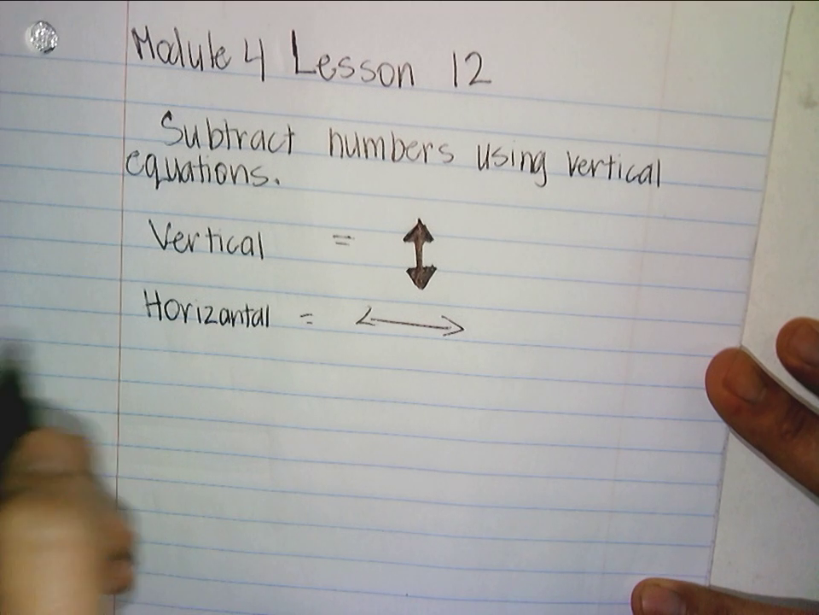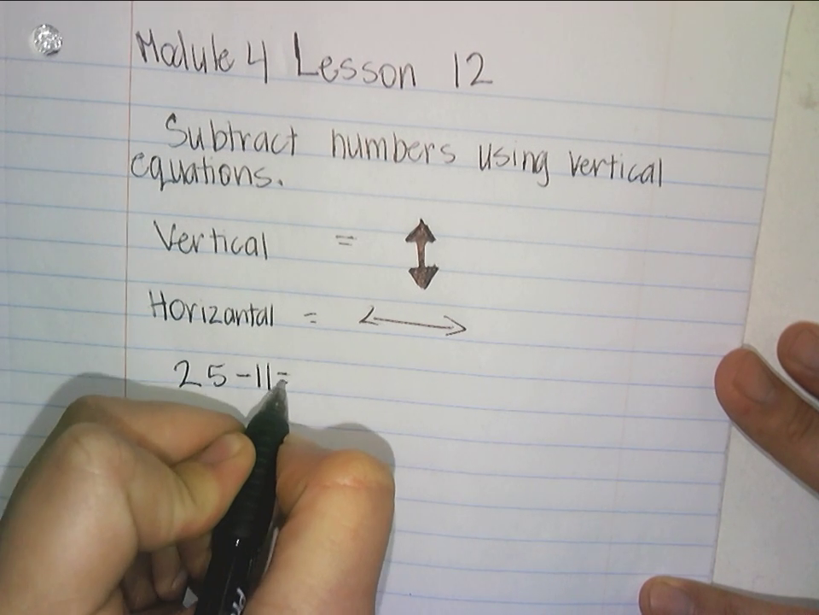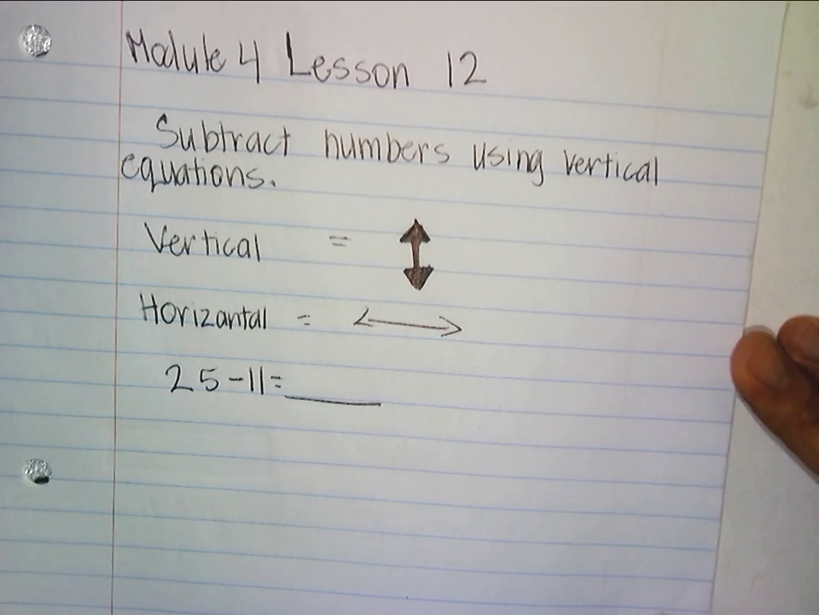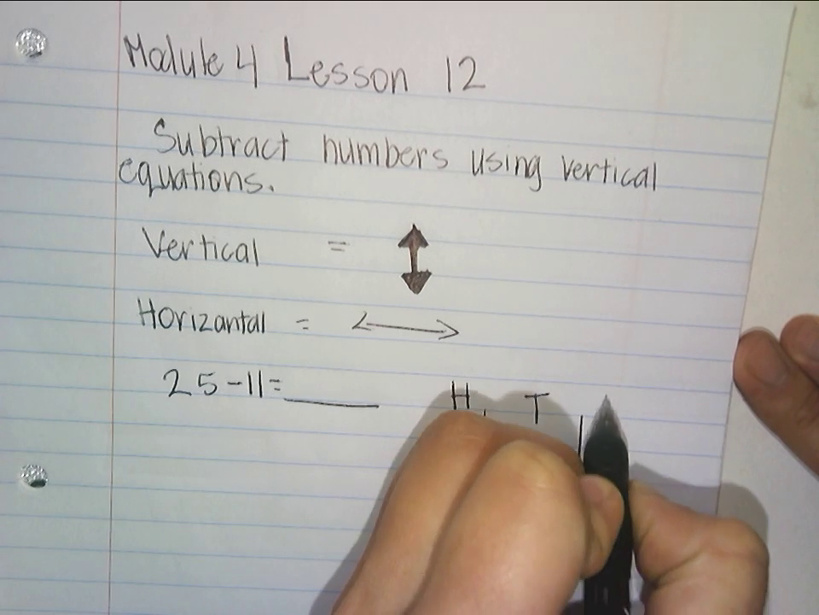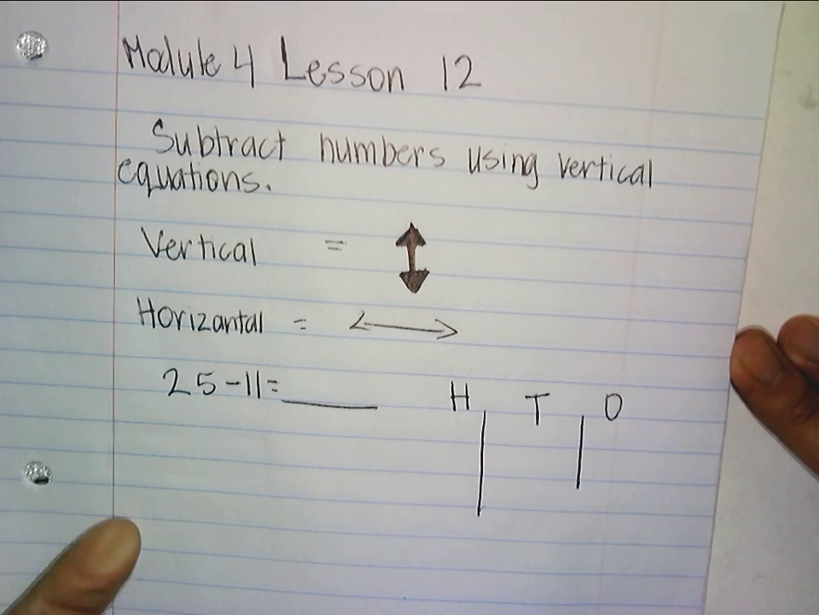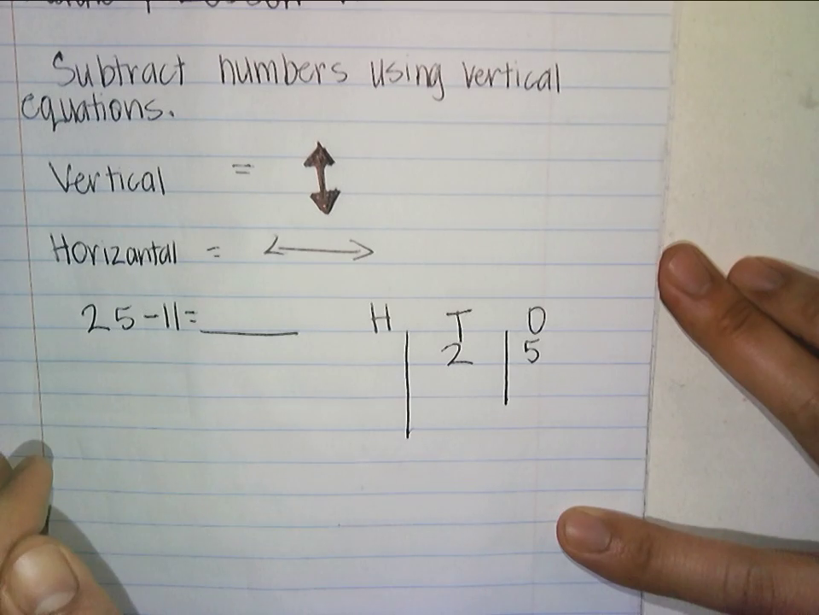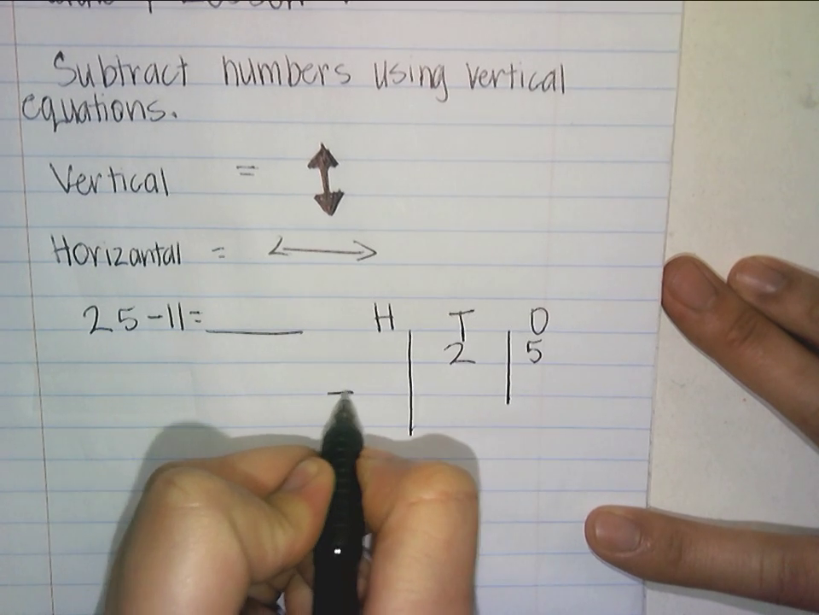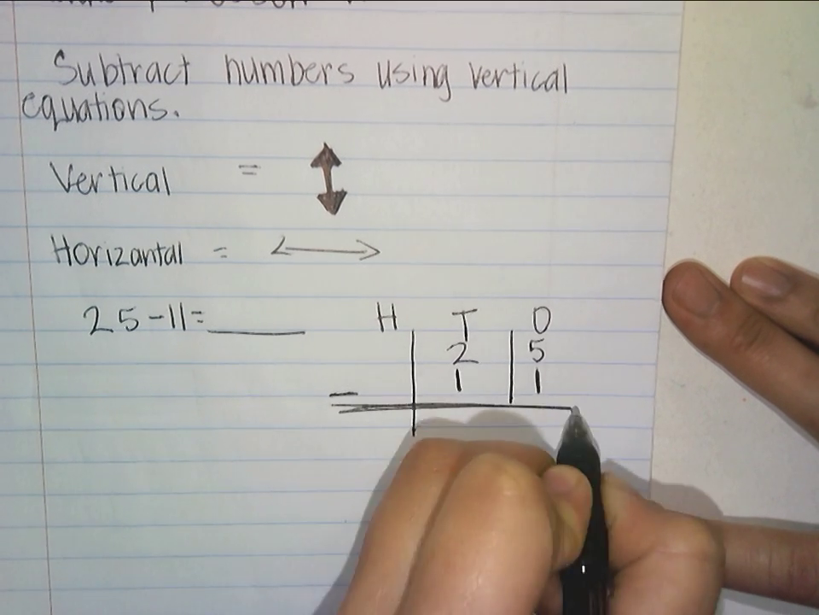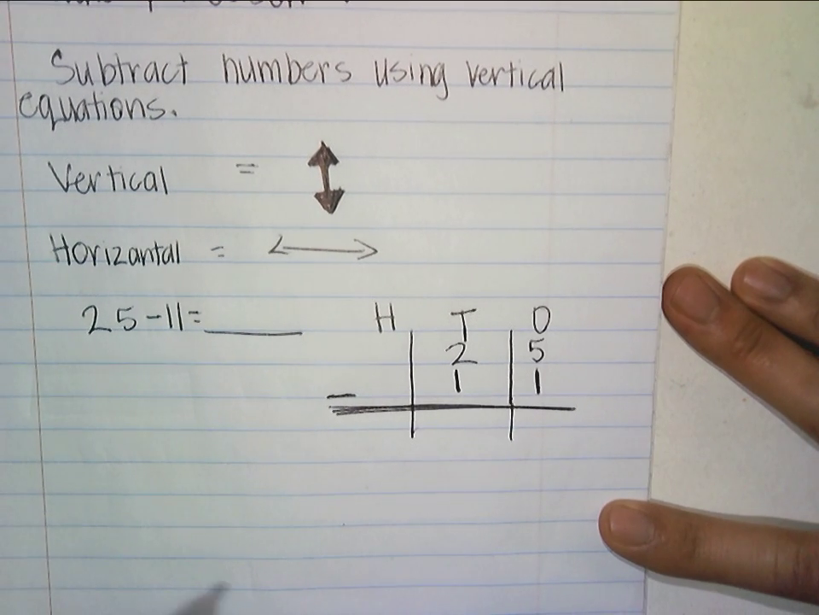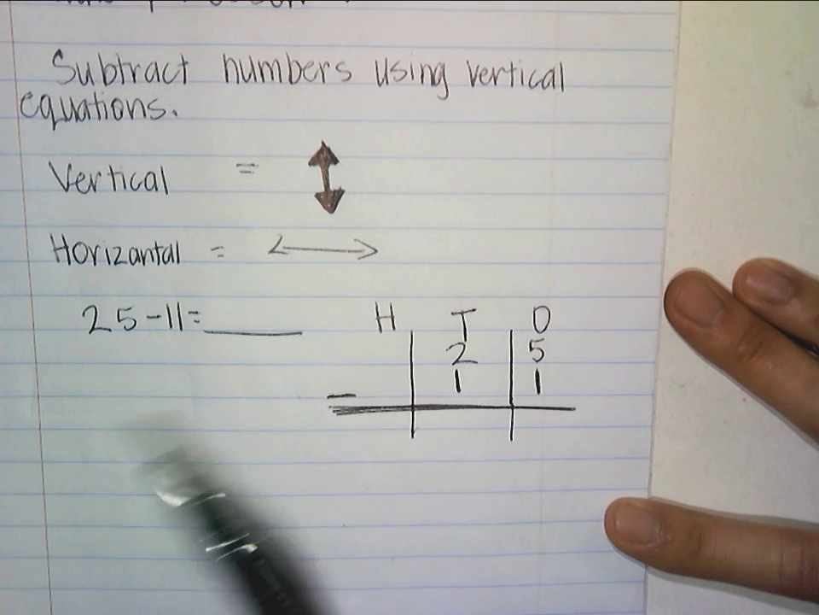So if I have a horizontal equation, you might have 25 minus 11. And then you need to write it vertically, stacking up the hundreds together, the tens together, and the ones together. So if I have this equation, I'm going to put 2 in the tens place, 5 in the ones place, and then I'm going to write my subtraction sign, and then 1 in the tens place, 1 in the ones place for 11, and that line for my answer. And we subtract in the ones, tens, hundreds, just like in subtraction.